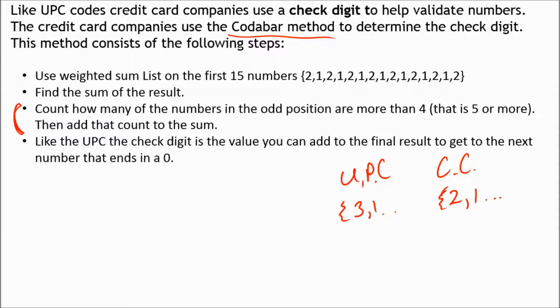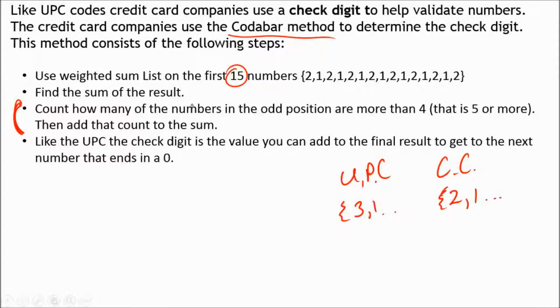So we're going to use that weighted sum list on the first 15 numbers. Again, just like UPCs, you don't do anything with the check digit as far as calculations. Then we're going to find the sum of that result. Now, the new step is right here. After we get that initial sum, that's multiplying column A times column B and then adding up all of column C, we're going to count how many of the numbers in the odd positions are more than 4. That is 5, 6, 7, 8, and 9. And then we're going to add this back onto that sum up there.